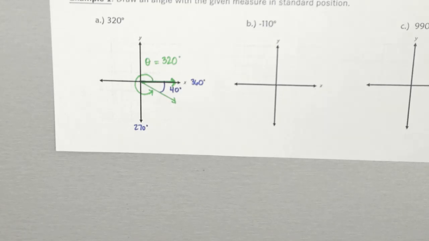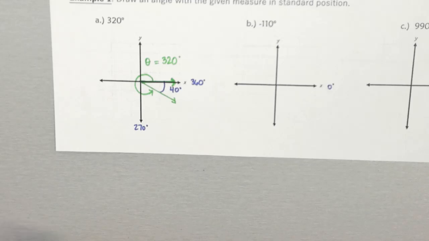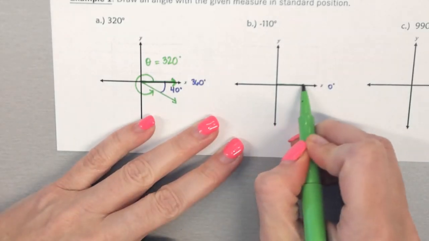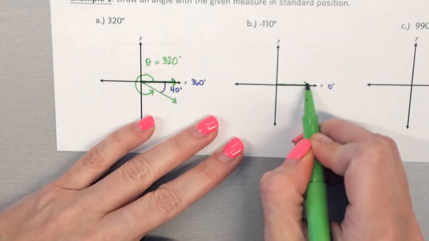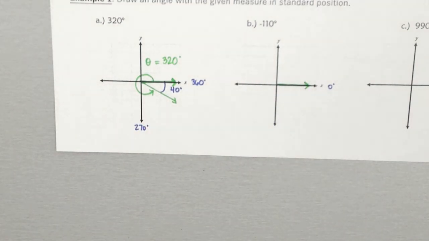And then when you're ready, you can move to part B, which is negative 110. If it's negative, we're going to be going in the opposite direction. Again, we always start here at 0. So your first step is always going to be the same. You're always going to have this initial side on the positive x-axis. You're going to have your arrow. It's going to consist of those two rays.